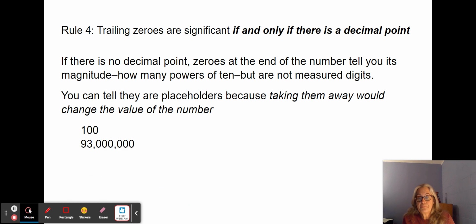93 million. There are 6 placeholder zeros. There's no decimal point. There are only 2 significant figures, the 9 and the 3. 5,000, only 1 significant figure. All those zeros are placeholders. 410, 2 significant figures. 94,700, 3 significant figures.